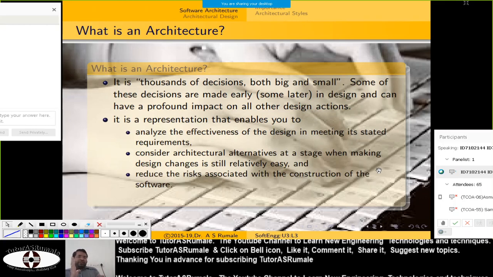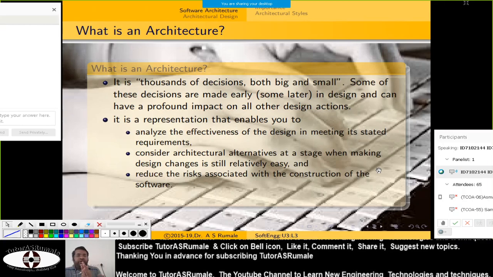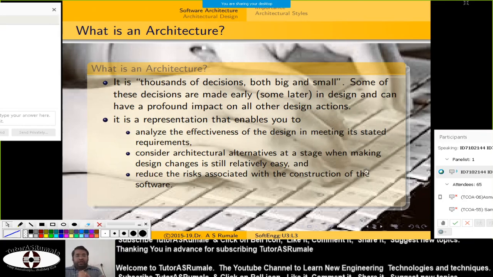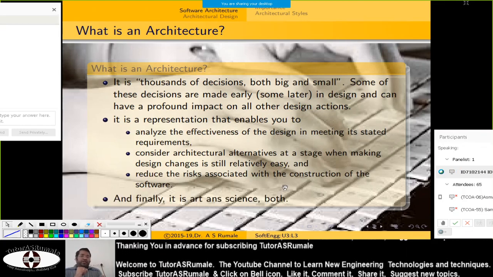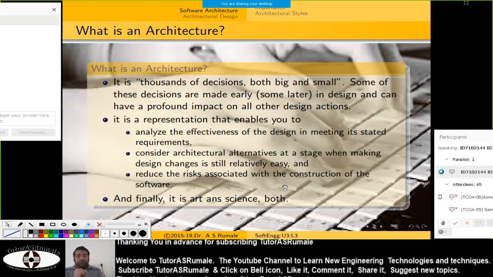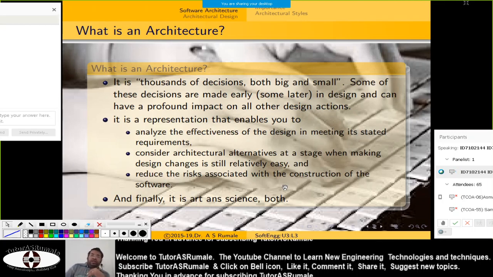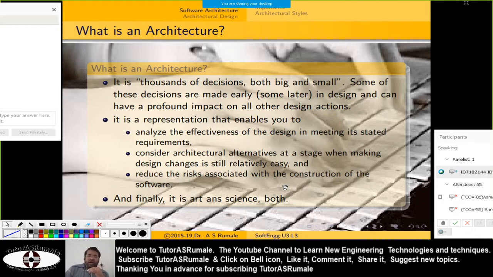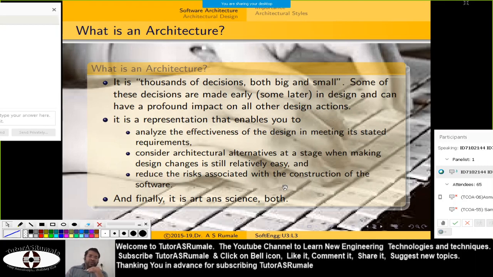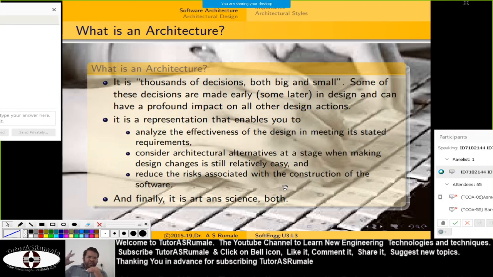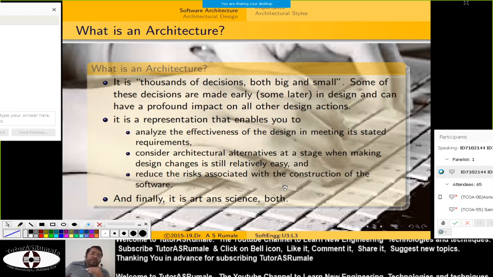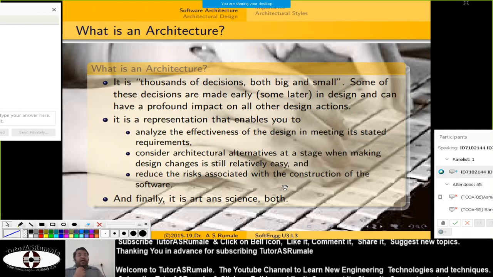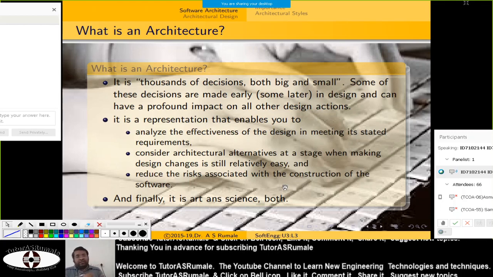Architecture is a representation. When you represent everything very clearly, it reduces the associated risk, because you understand the entire problem. And finally, it is art as well as science. Why is it art? Because humans are involved, and handling human beings is not science. We are all a combination of our egos, emotions, prejudices, and many other things. Handling another person is itself an art, and handling ourselves is the most difficult art.